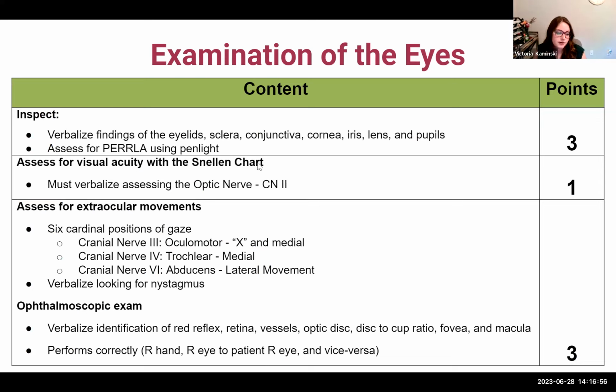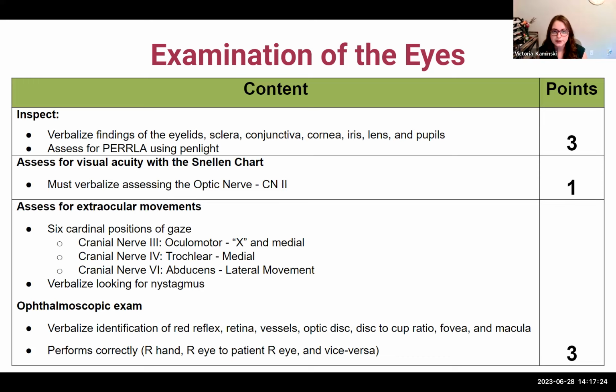Assessing for visual acuity with the Snellen chart, and you're verbalizing the findings for cranial nerve 2, or the optic nerve. So you're going to have the patient cover one eye. They're going to read the lowest line that they can on your pocket Snellen chart. Then they're going to read the lowest line that they can with the opposite eye. And then if they're using any sort of corrective lenses, they're going to have those on during that time, and then they'll read the lowest line again. You will need to measure that in terms of the patient's acuity.